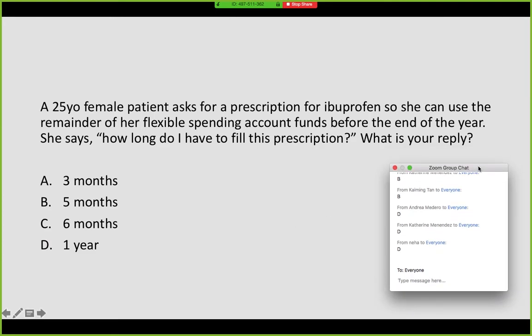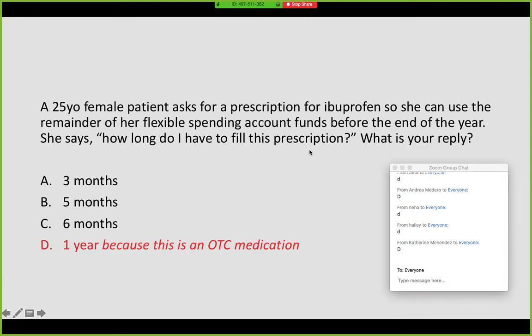A 25-year-old female patient asked for a prescription for ibuprofen so she can use the remainder of her flexible spending account funds before the end of the year. She says, "How long do I have to fill this prescription?" What is your reply? Yep, good job. So she's going to have 1 year to refill it because it's an over-the-counter medication.